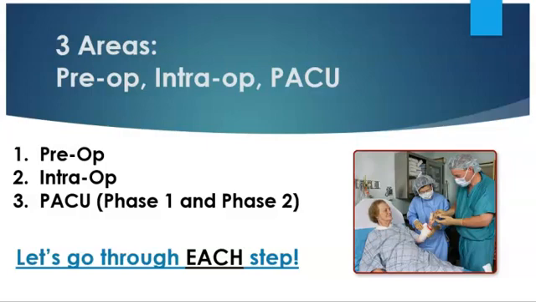So in surgical nursing, there are three areas: pre-op, intra-op, and PACU. Pre-op is, of course, when you're getting the patient ready. That is the admission area. Intra-op is during the procedure, during anything that they're having done in the OR or the procedure room. And then PACU is the recovery area, and that includes phase 1 and phase 2, and we'll go through each of these steps.